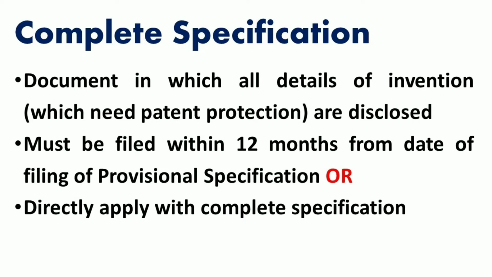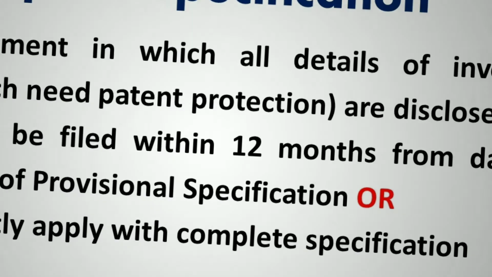Now, what is complete specification? Well, when you have full data of your innovative product and you go for a patent filing, at that particular time it is called a complete specification. You can directly apply for complete specification if you have the full required data. There is no need to go for the provisional specification and then go for the complete specification. But if anyone is filing a provisional patent, it is necessary to file a complete patent within 12 months from filing of that particular provisional patent.